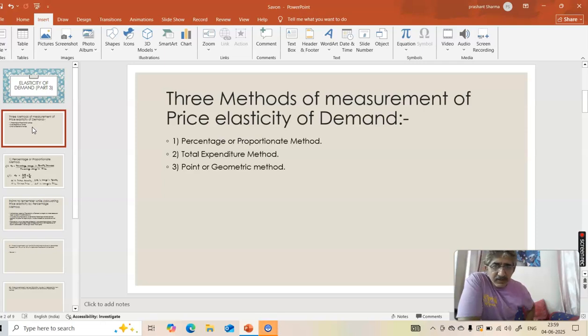Three methods of measurement of price elasticity of demand are there. Three methods. First is percentage or proportionate method. Second is total expenditure method. And the third is point or geometric method. As per ISC syllabus, numericals are supposed to be done. Numericals will be asked for percentage or proportionate method only.